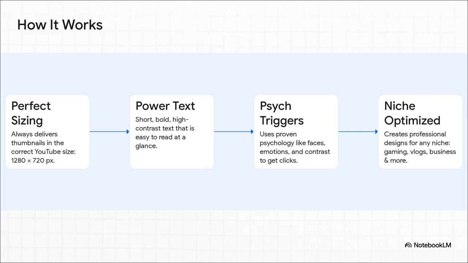First, it gets the basics right. Perfect sizing so your thumbnail is always sharp and clear. Second, it adds what we call power text, short, punchy words that create curiosity. Third, it layers in those psychological triggers, like using faces and high-contrast colors. And finally, it pulls it all together and optimizes it specifically for your niche.